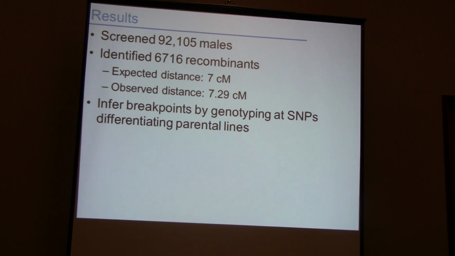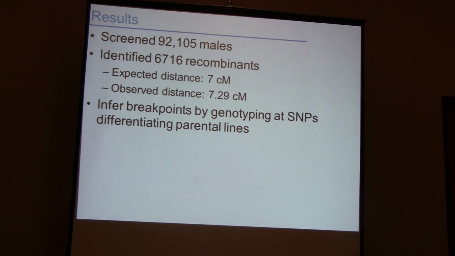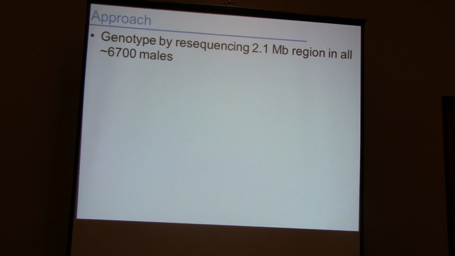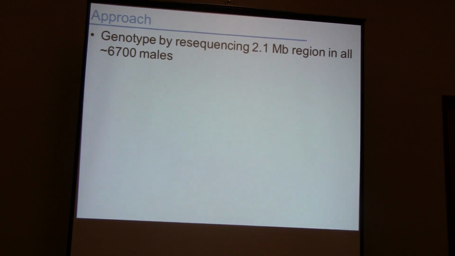So now we have our recombinant males, and we want to identify the recombination breakpoints by genotyping these males at SNPs that differentiate our two parental lines. And now we have this problem because we don't know how to genotype 6,700 things at 10,000 markers. And so we thought about this for a very long time and simulated this a dozen different ways. And in the end, we decided that we were going to genotype these males by resequencing. So we want to target the 2.1 megabase region and get resequencing data so we can capture all of the markers in all of these recombinant males. And we had to use a couple of different techniques and tricks to make this economically feasible.